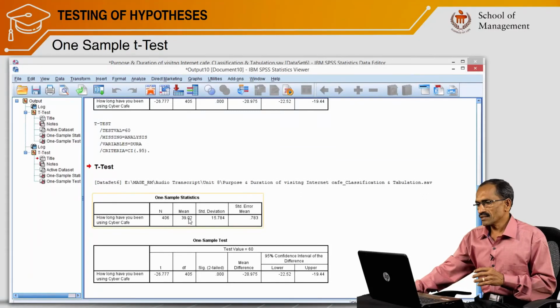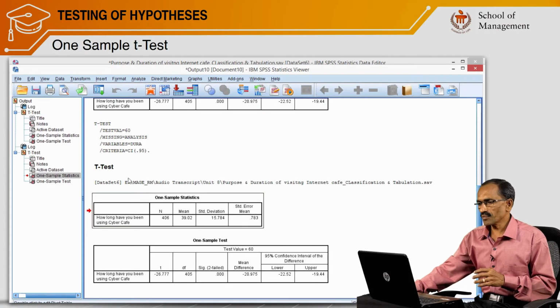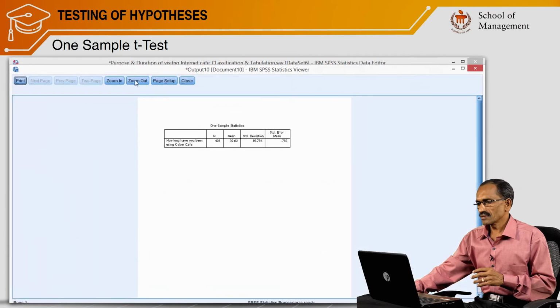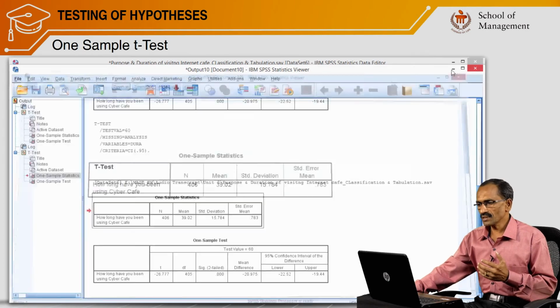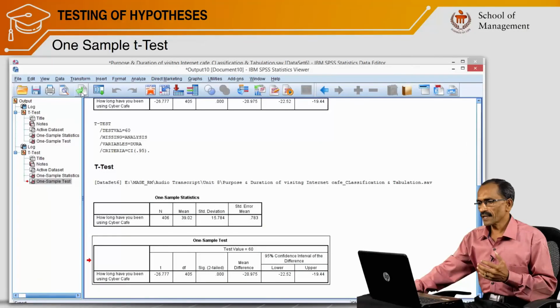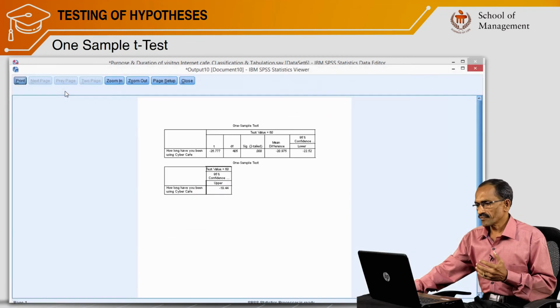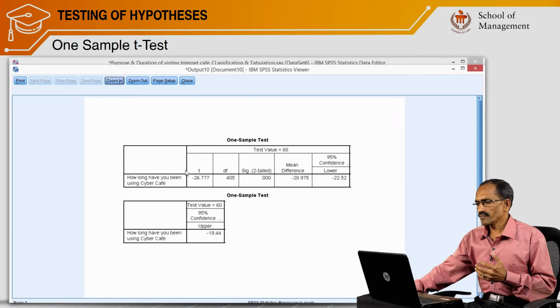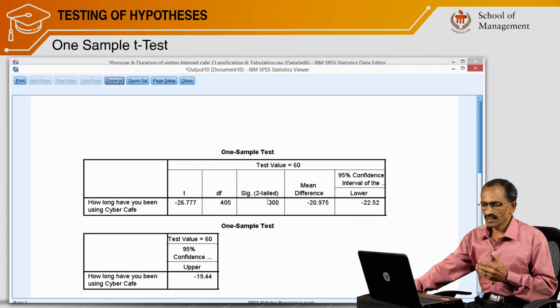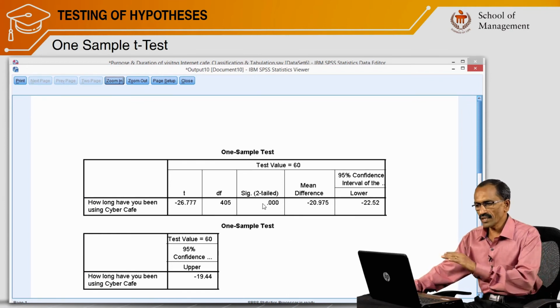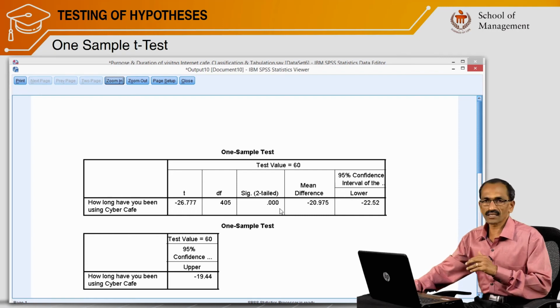This is the average mean. The average mean is 39.02 and the standard deviation is 60. And what was our hypothesis mean? Yes, our hypothesis mean was 60. Let me zoom in and get our test value, and this is the test. To interpret the t-test, we need to look at only this column, that is, the significance value.